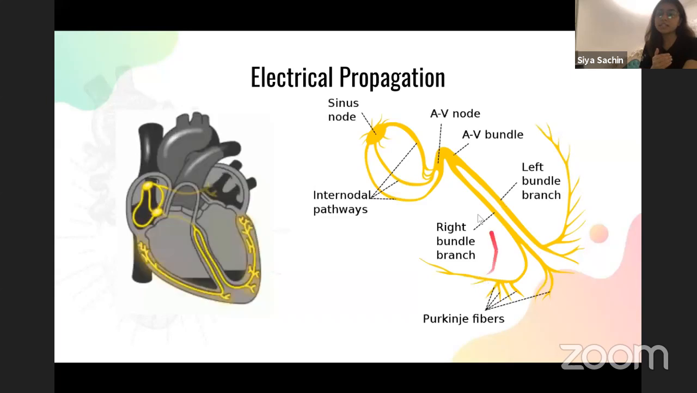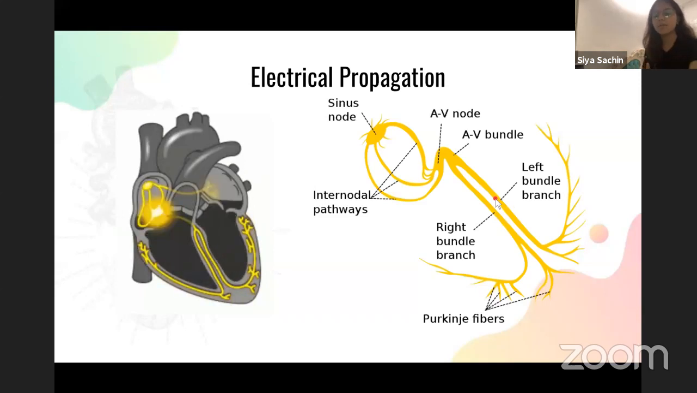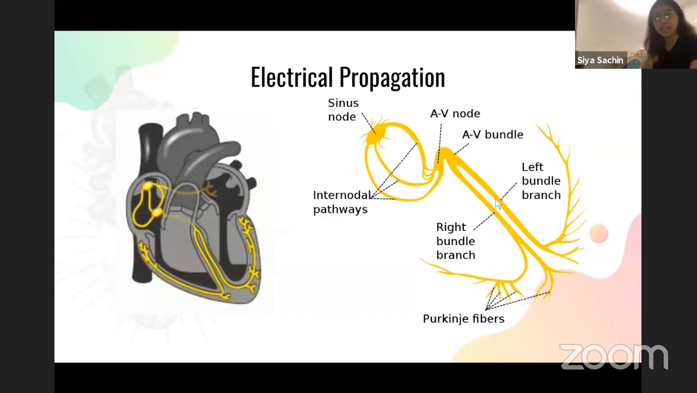And we also see these nerves splitting up into two. So these would be the bundles of His and the Purkinje fibers, which go on to innervate the ventricular walls and the atrial walls.